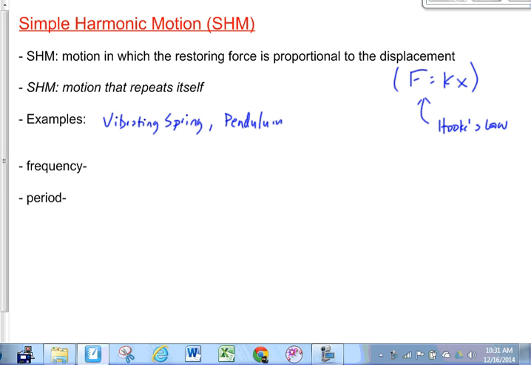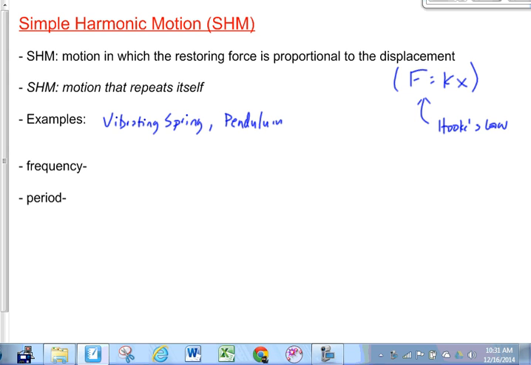Makes sense, right? Pull it a little bit like this, it doesn't require much force. The further you pull it away, the bigger the force required to pull it up. In other words, the bigger the restoring force pulling it back towards its equilibrium position. So the two most common examples that we'll look at are vibrating springs or elastics and the pendulum swinging back and forth.